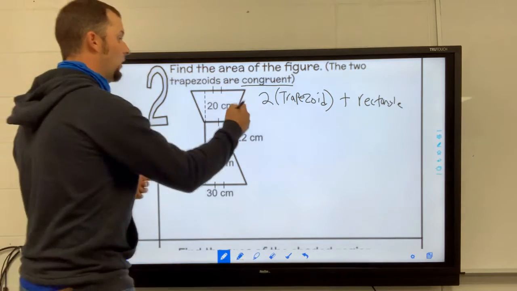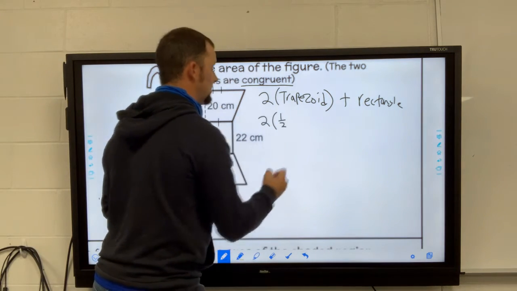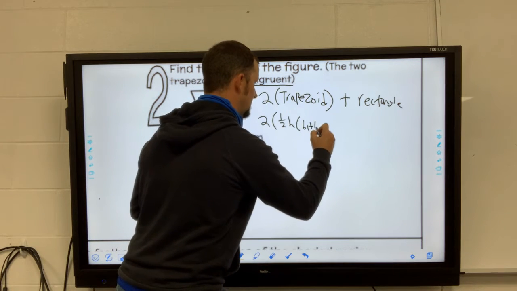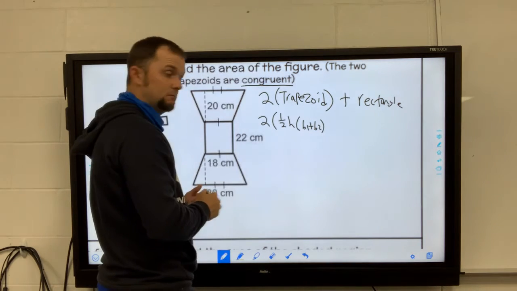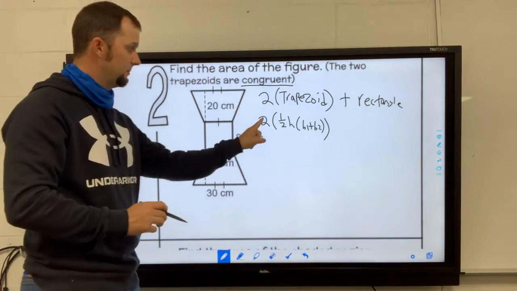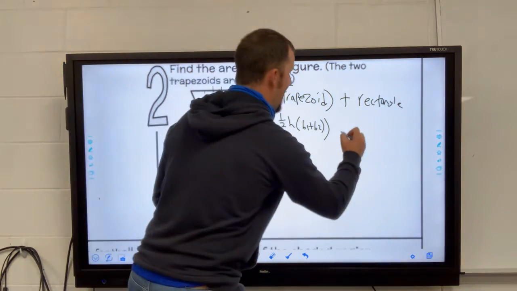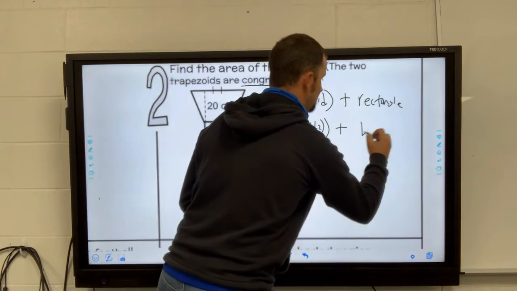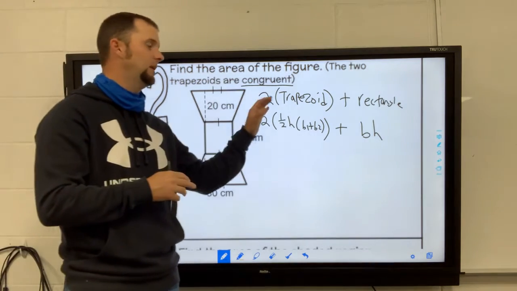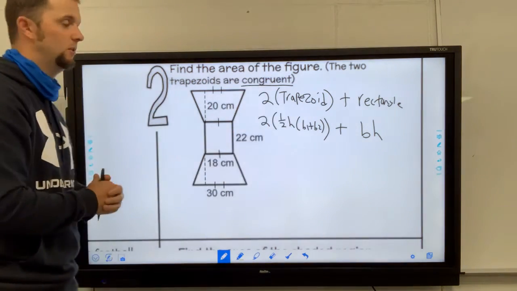So I know the area of a trapezoid, so I'm going to do 2 times the area of a trapezoid, which is 1/2 the height times base 1 plus base 2, correct? So right there inside that is going to give me the area of one of those trapezoids. Then I'm going to multiply it times 2, which is going to be the area of both of those. Then I'm just going to add the area of a rectangle, which is going to be base times height. So I'm just taking the pieces of this area and plugging them into what exactly that shape is going to be. So let's go ahead and look at that.